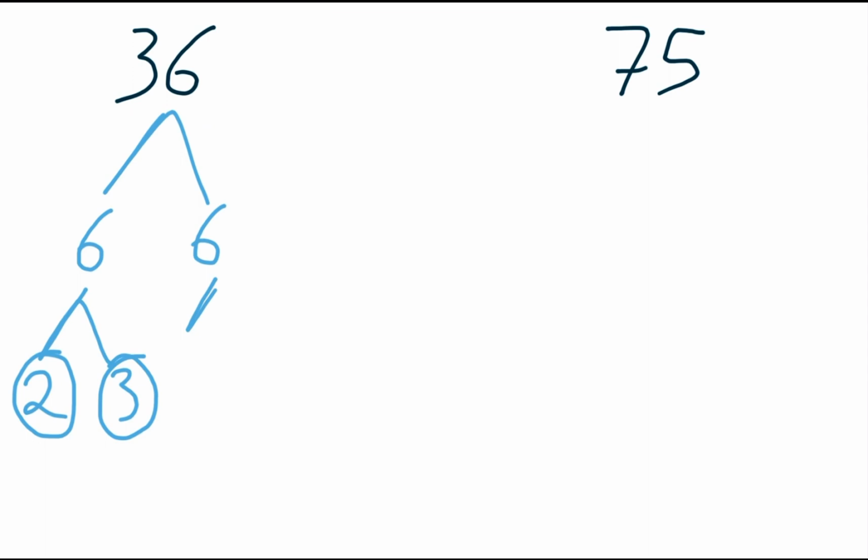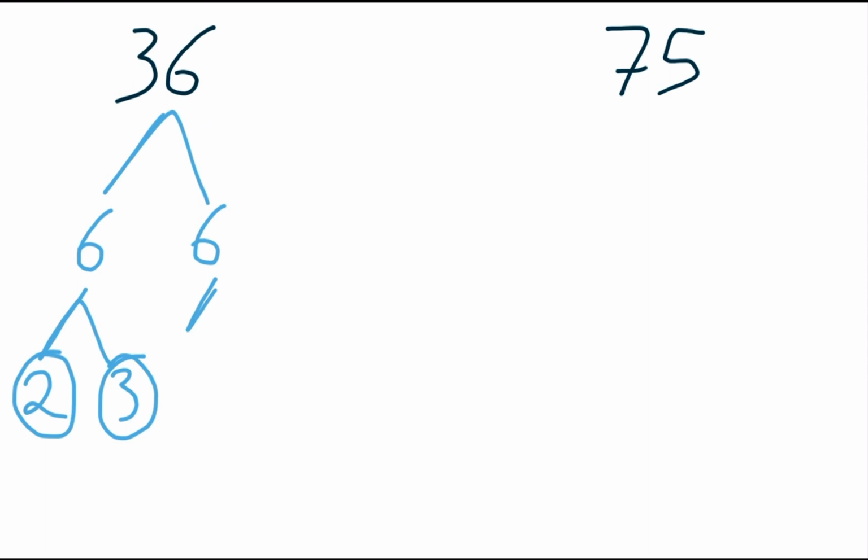So I'll use red. 36 is equal to 2 times 2 times 3 times 3, and 75 is simply 3 times 5 times 5. I've written them underneath each other for a reason. We're now going to draw something called a Venn diagram.